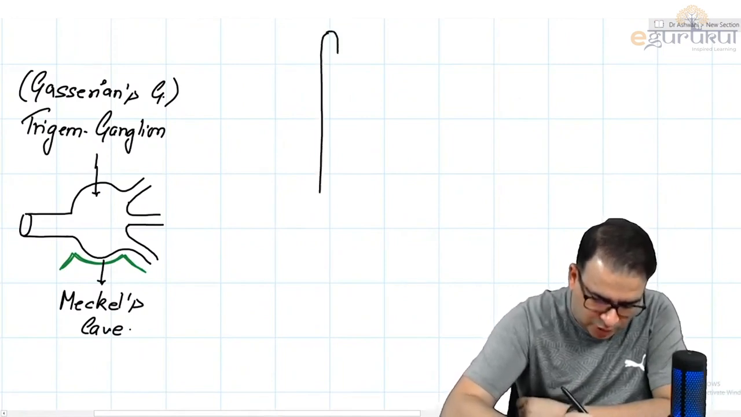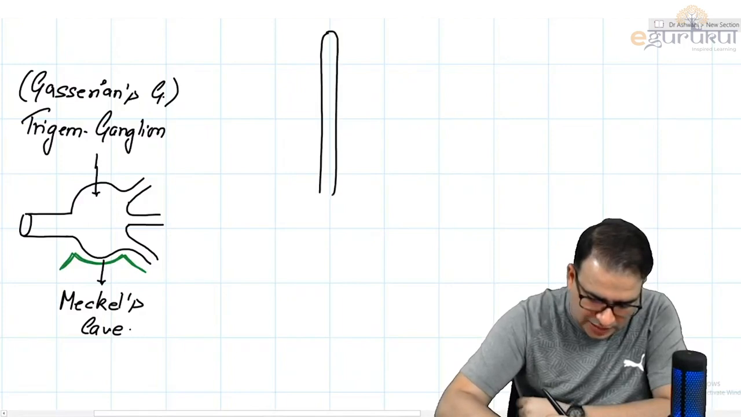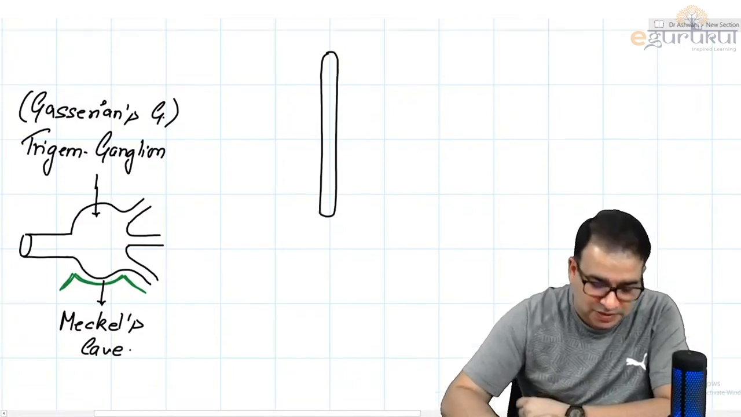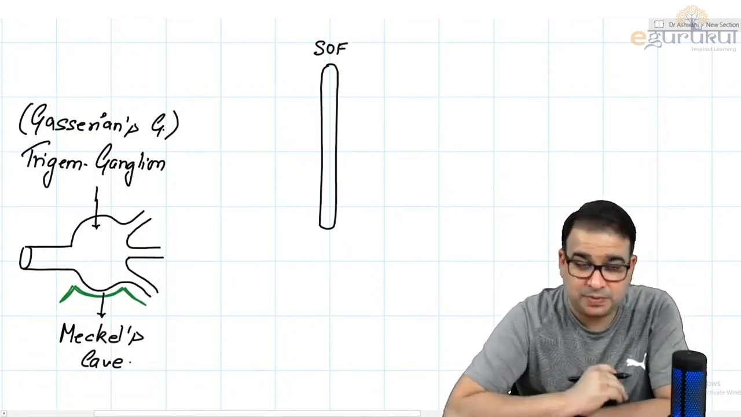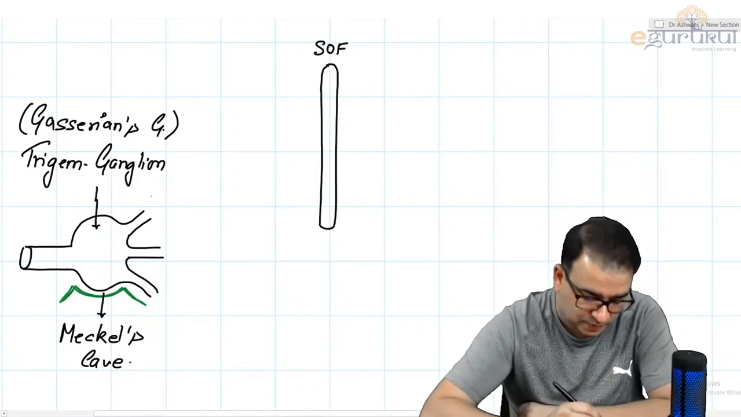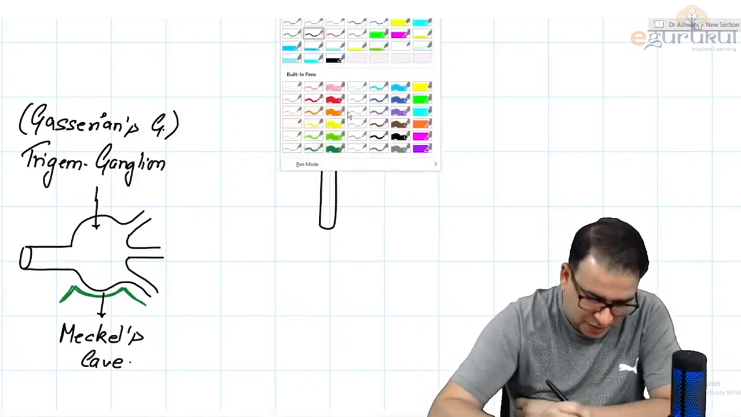जितना जरूरत है उतना ही ड्रॉ करना है. Don't label anything unnecessarily. Otherwise, this diagram will become very complicated. Guys, this is SOF. What is that? Superior orbital fissure. Okay. So what I'm saying, obviously, इसके आगे क्या है?